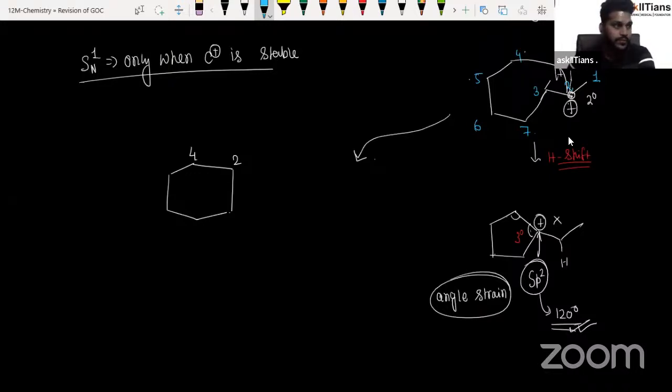So 4 is connected to 5. This is going to be 5. 5 is connected to 6. This is going to be 6. 6 is connected to 7. This is going to be 7. 7 is connected to 3. This is going to be 3. Then 3 is connected to 2. As you can see, 3 is connected to 2. I've drawn that. 2 is connected to 1. So there's a middle.